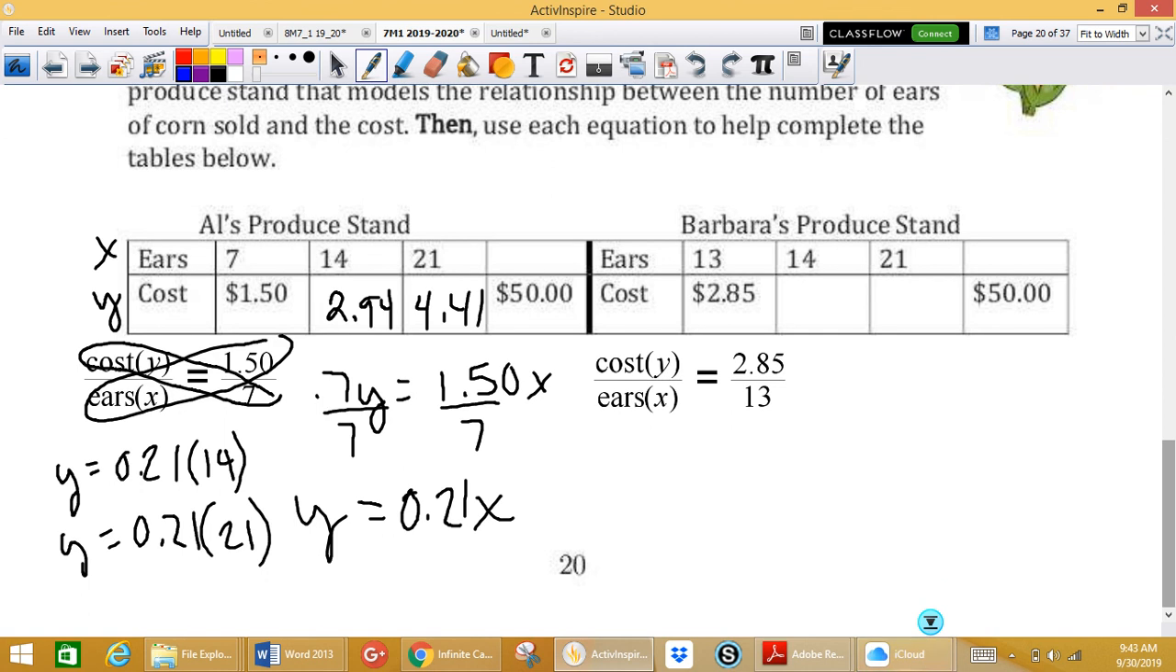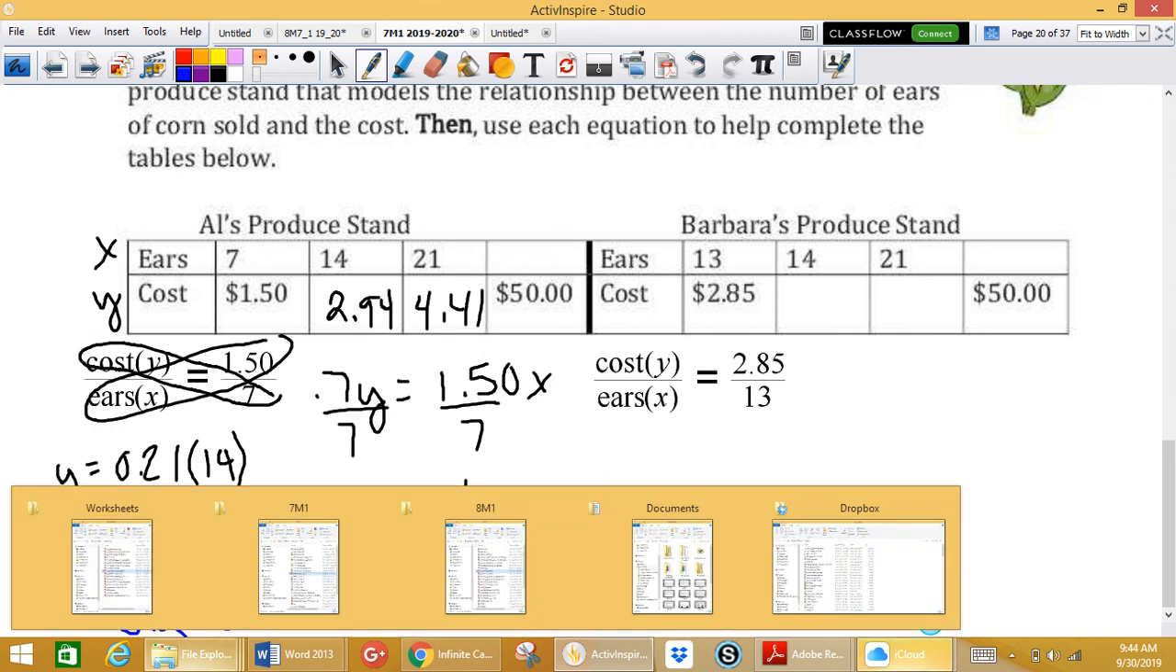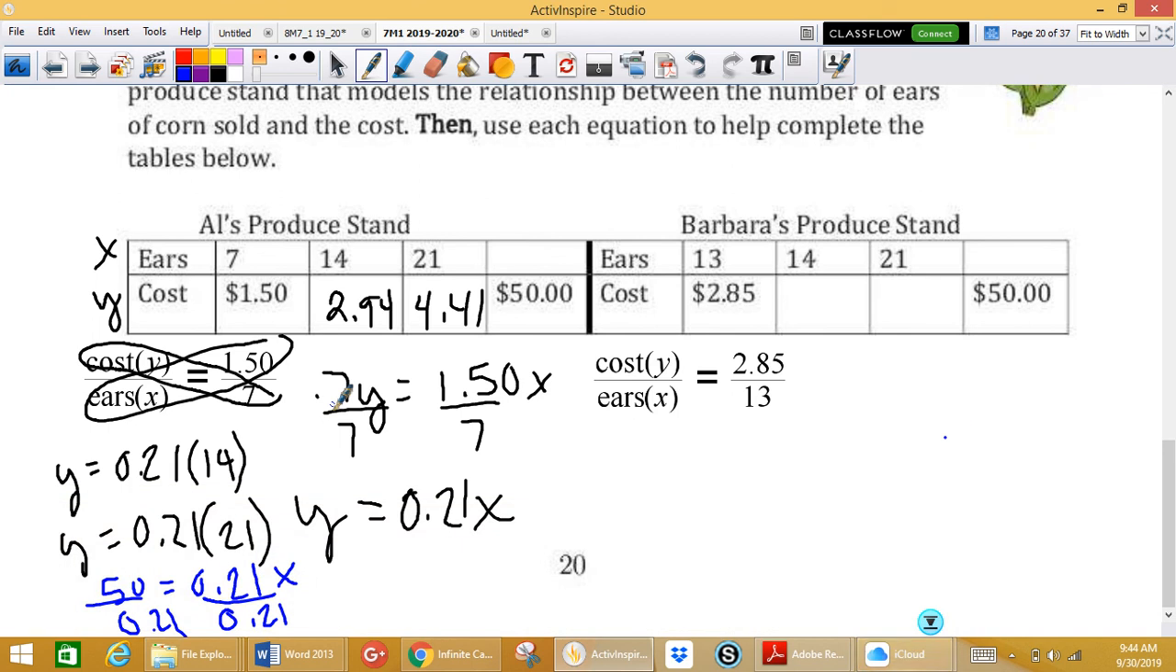So now I'm going to have 50 equals 0.21x. Divide each side by 0.21. You get 238.1. So it's going to be 238 because I can't buy a tenth of an ear of corn.